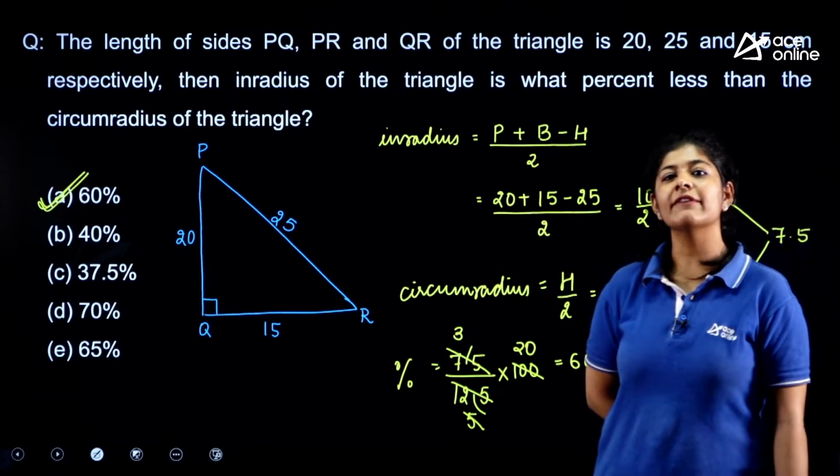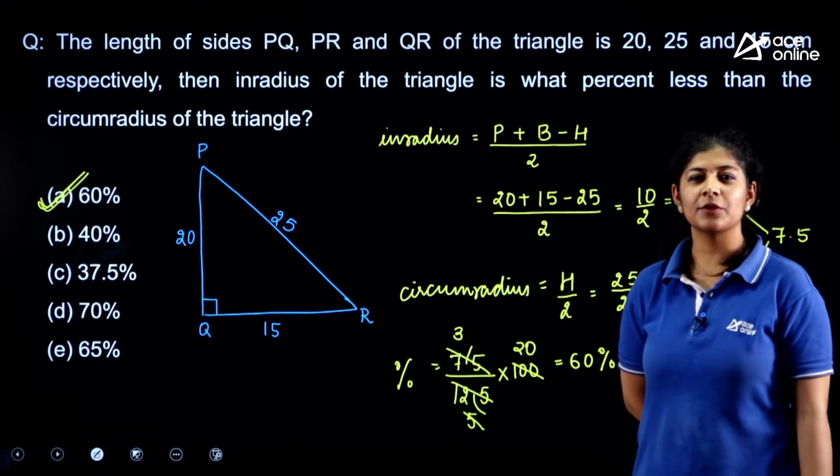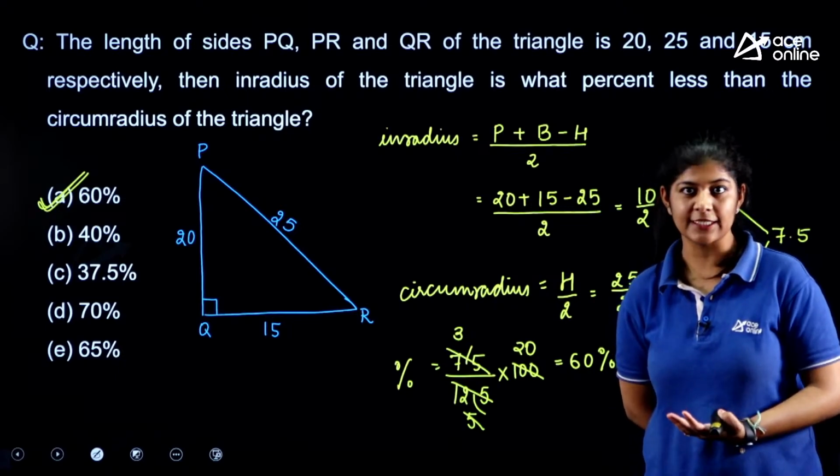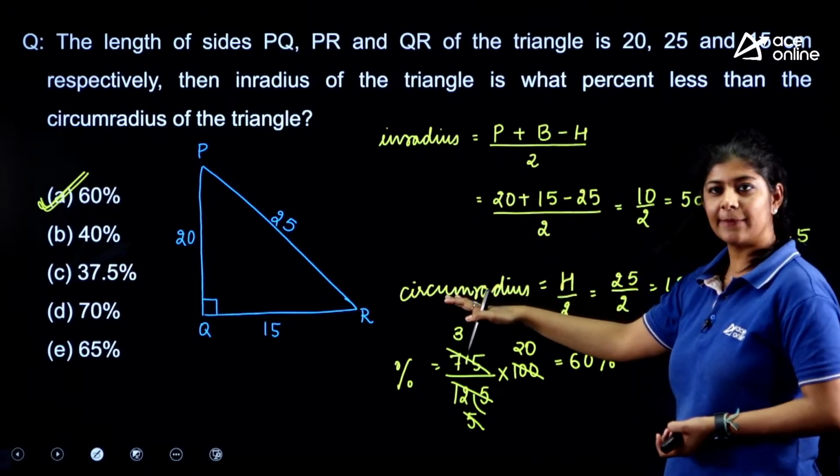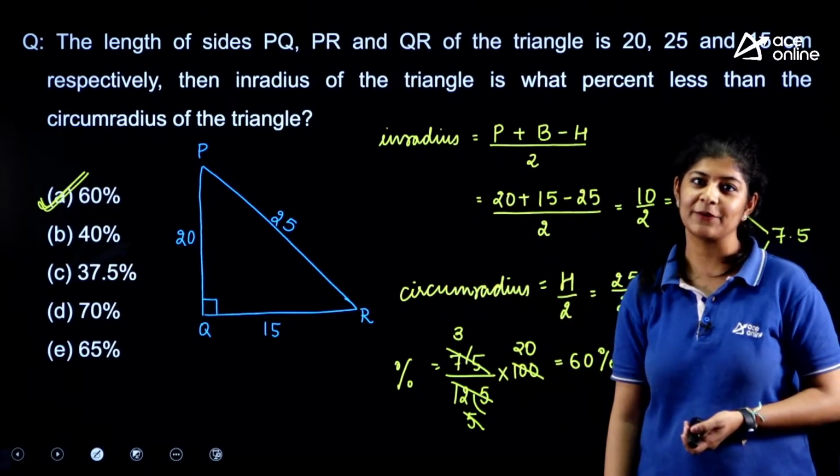So what we need to do, we just simply need to calculate how much percent it is more. So first we need to calculate the inradius and the circumradius and after that we are easily able to calculate it.